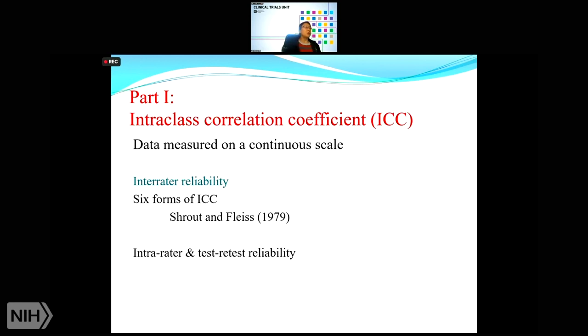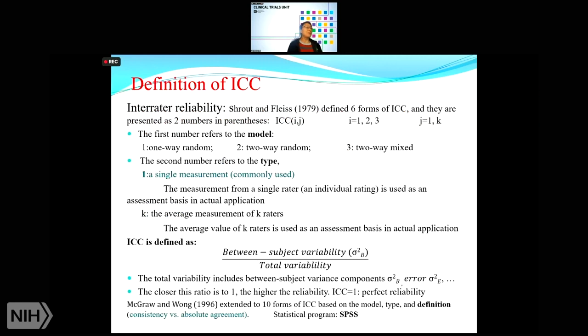In the first part of this lecture, we'll introduce intra-class correlation coefficient for data measured on continuous scale. I focus on inter-reader reliability, introduce six forms of ICC based on Shrout and Fleiss 1979 paper, and then some forms of ICC are used for intra-reader and test-retest reliability. For inter-reader reliability, Shrout and Fleiss define six forms of ICC, and they are represented as two numbers in the parentheses. The first number refers to the model. One represents one-way model, two represents two-way random model, and three represents two-way mixed model. The details of the three models will be described in the next two slides.